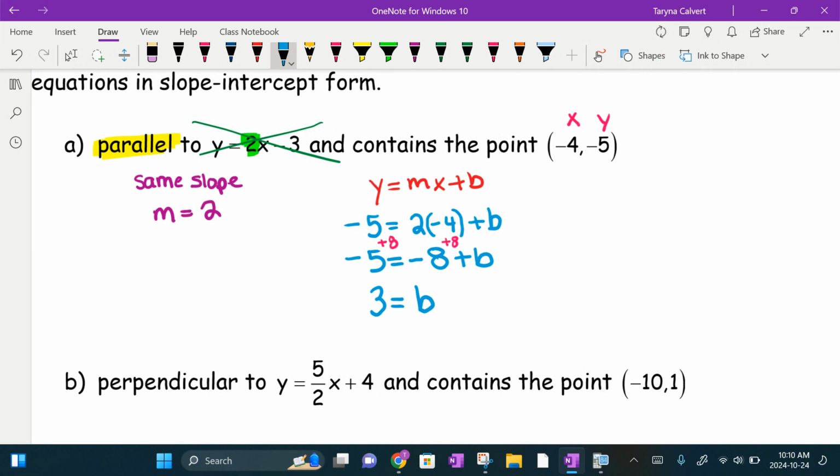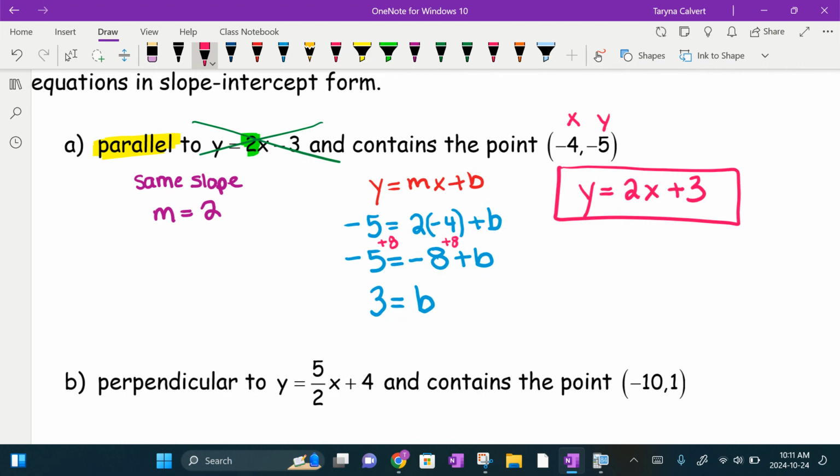Now I have m, I have b. Now I can write an equation in terms of x and y. So whenever you're finished, it should be an equation that you could type into your calculator and graph it. So to do that, it needs to have an x in it, and it has to have a y in it. That is finished. Okay. So that's one of the methods on how to write equations.